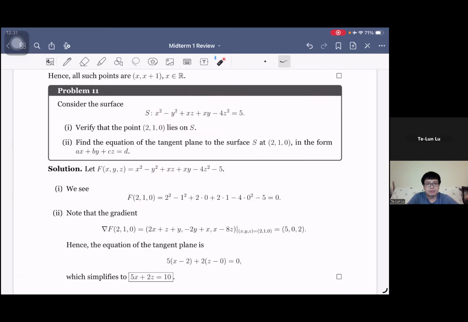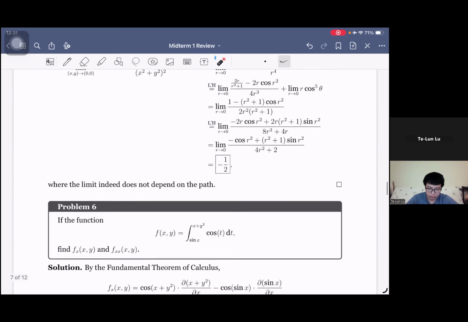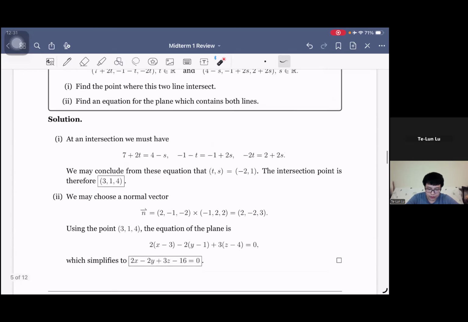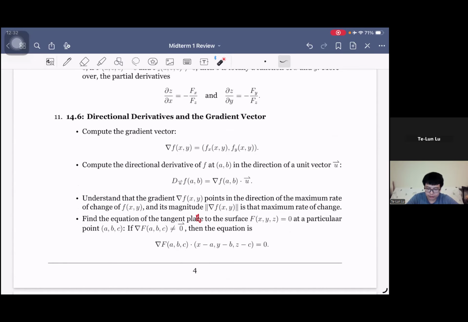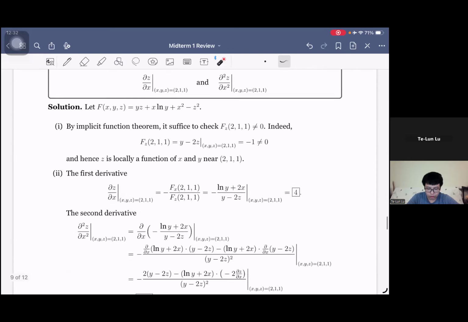Okay, so now the second problem asks us to find the tangent plane of this surface at the point 2, 1, 0. First of all, let us compute the gradient, which you get by doing direct algebra: 5, 0, 2. So 5, 0, 2 will be the normal vector of the tangent plane here, right? Let us recall this very important formula. Whenever you have an implicitly defined surface that looks like this, then the gradient at the point a, b, c will always be the normal vector of the tangent plane at that point. So this will be your normal vector.